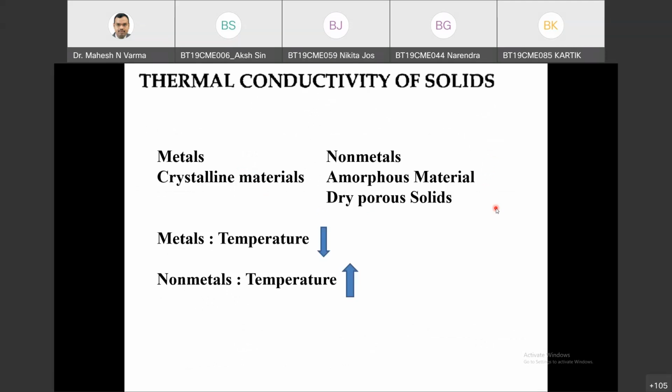Now, thermal conductivity of solids. For metals, thermal conductivity decreases with temperature. For non-metals, thermal conductivity increases with temperature. The nature of the material also plays an important role in deciding the thermal conductivity of solids. Non-metals can be categorized into crystalline, amorphous, dry, porous solids, and so on, and all of these have some specific nature.